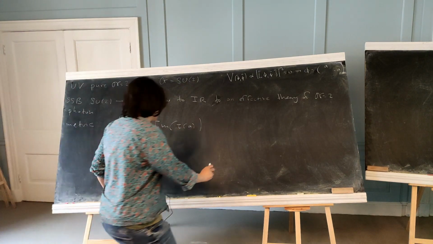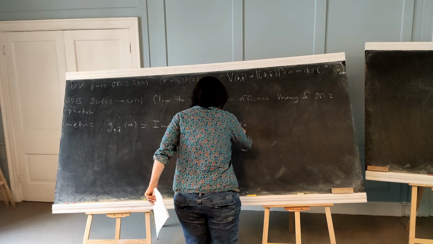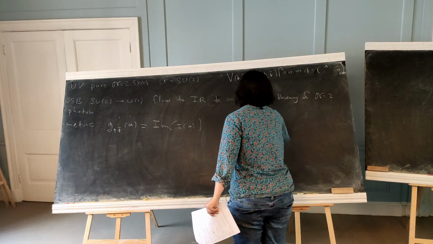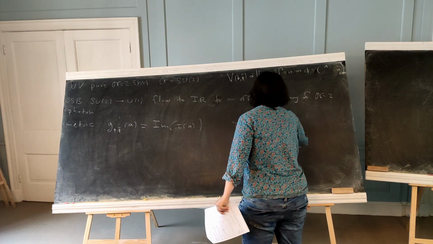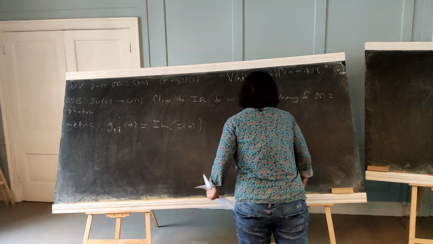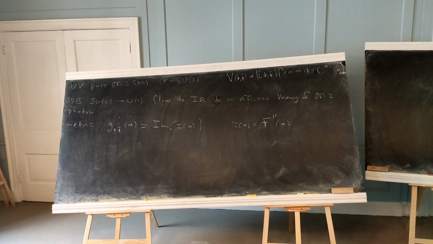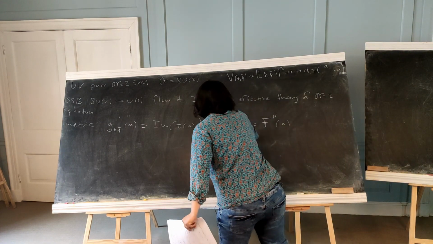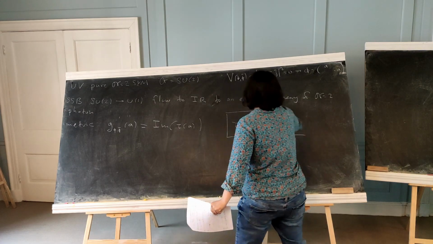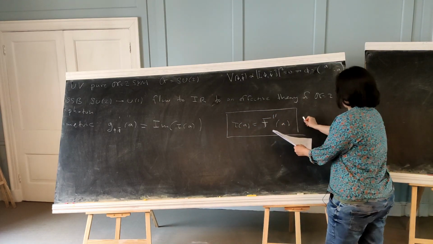And maybe I also remind you that this tau of A is the second derivative of this function f, the prepotential that we were getting also with superspace, right? And our homework, what Seiberg-Witten theory does for us, is to compute this.